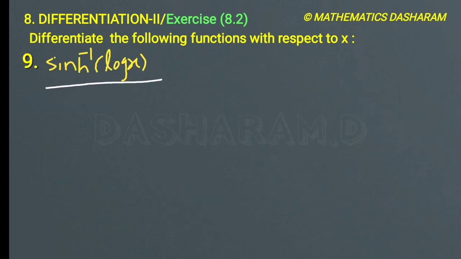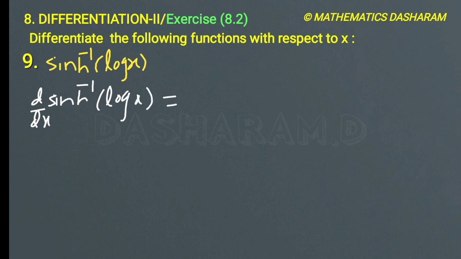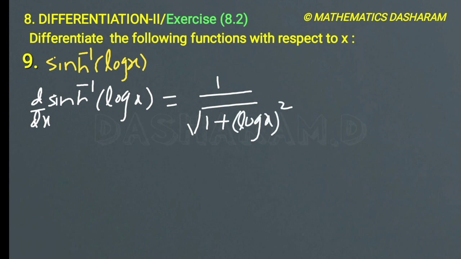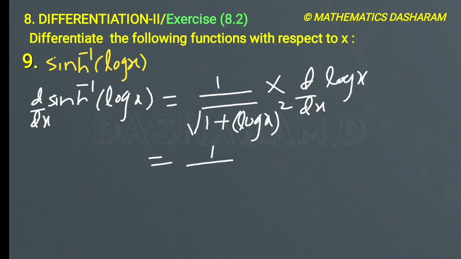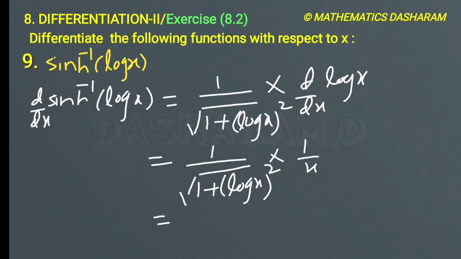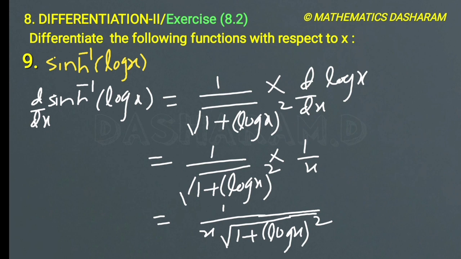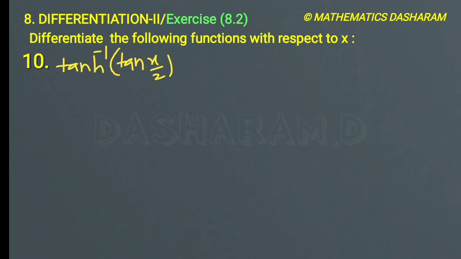Ninth question, sin h inverse log x. So d by dx of sin h inverse log x equals, first the derivative of sin h inverse x formula is 1 by under root 1 plus x square. So 1 by under root 1 plus, here what is the x value? Log x. So log x whole square into, now do the derivative of another function, that is log x. So it equals 1 by under root 1 plus log x whole square into the derivative of log x, which is 1 by x. So the final answer is 1 by x into, so this is our required answer.